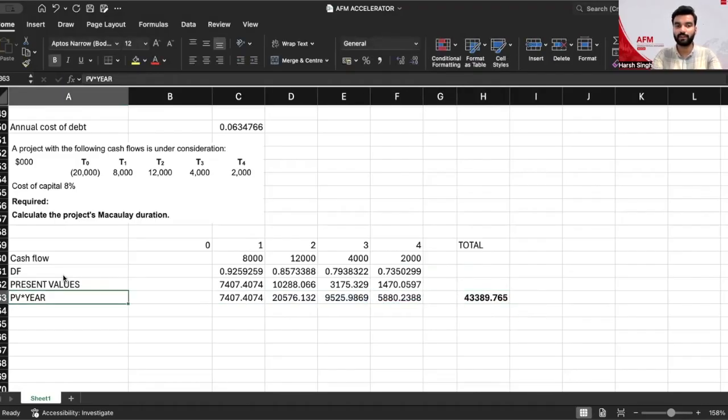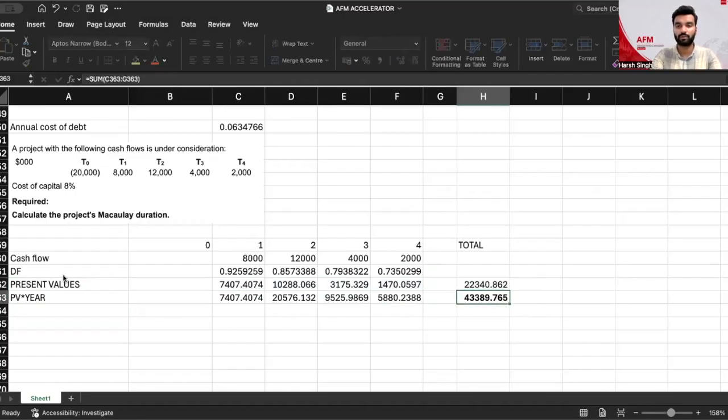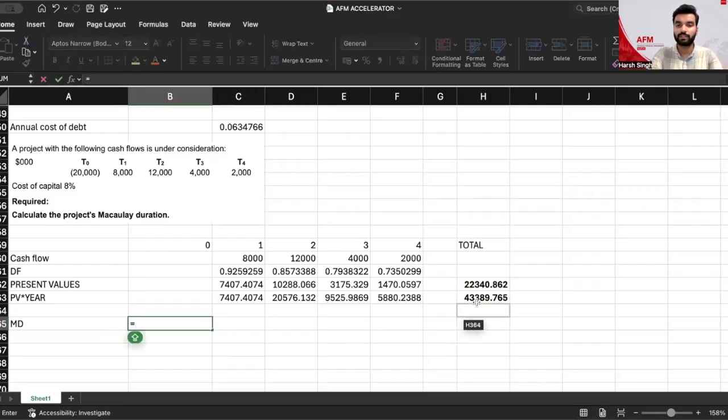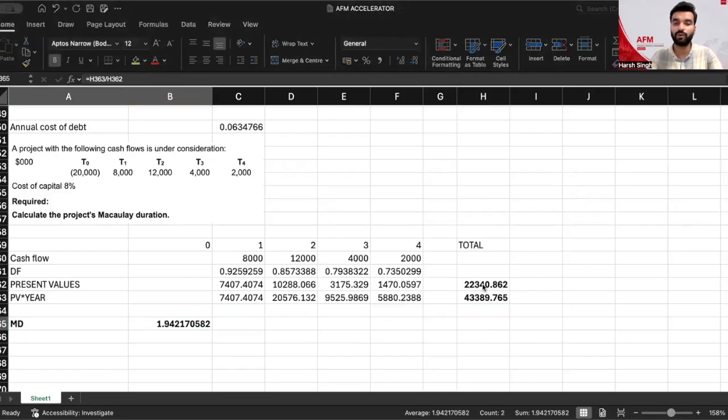Now, can I go and find out the total over here? This is the total of present value into year, right? And can I find out the total of present values only? This is the total of present values only. Now, can I go and find out Macaulay duration, which will be equal to this amount divided by this amount, 1.9421. That means, on an average, you have to wait 1.94 years to get your money back, everyone.